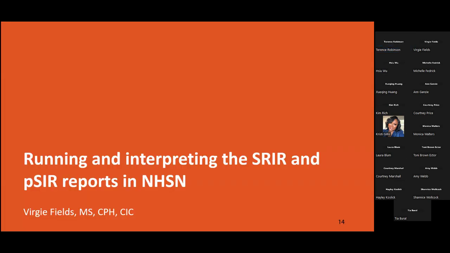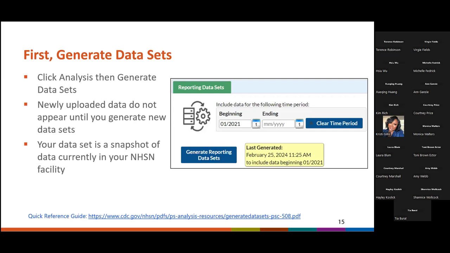Now that we've gone through the background of the SRIRs and pSIRs, let's spend some time running and interpreting the SRIR and pSIR reports in NHSN. First, remember to generate datasets. Generating datasets is the first step to performing analysis in NHSN. Newly uploaded data do not appear in the NHSN analysis outputs until you generate new datasets.